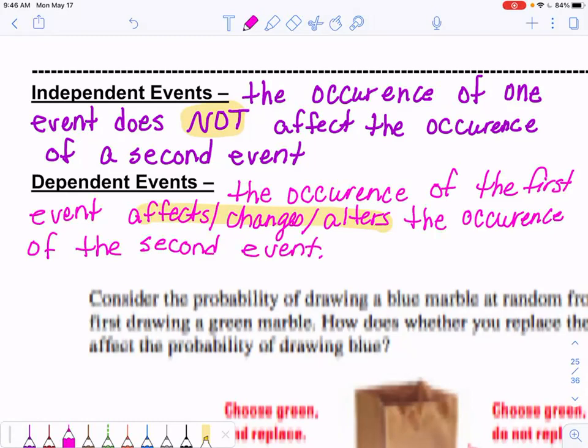So the first one, there's no changing. Nothing's happening. Whatever you do with the first event, it's not changing the second event. It's not affecting the second event. It's not altering it. Those are independent events. Dependent events, one event essentially changes, affects, alters whatever is happening with the second event.